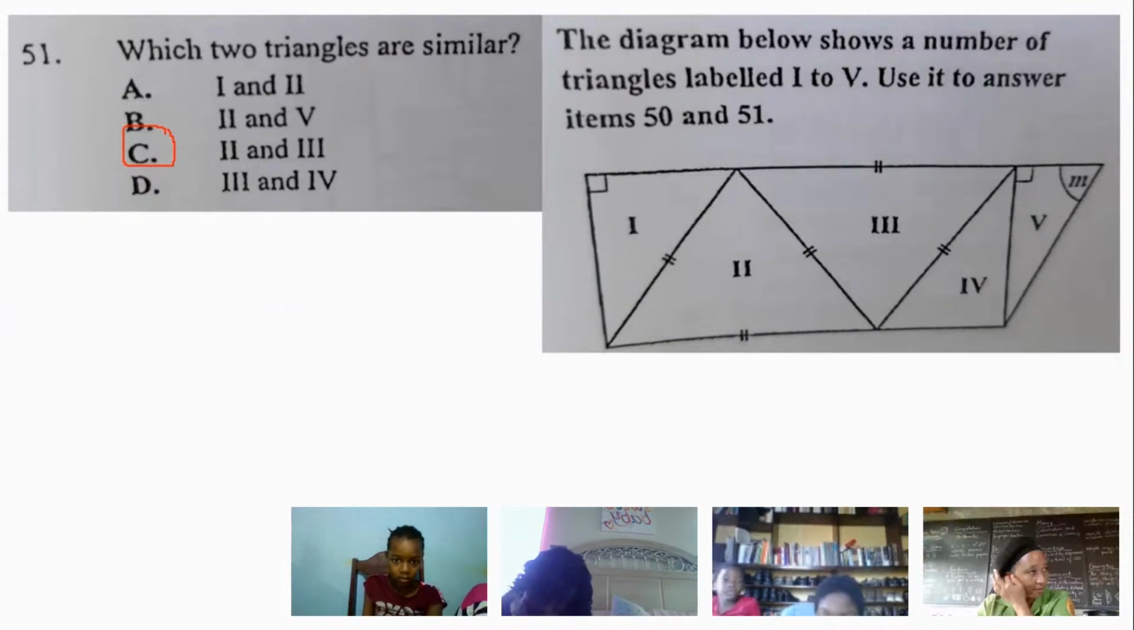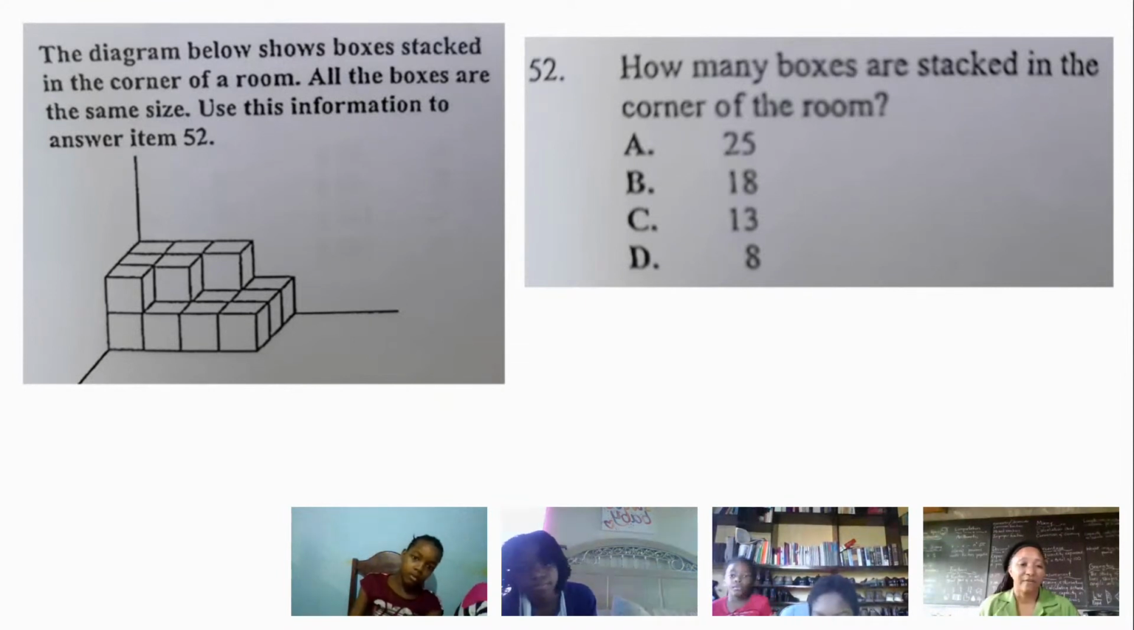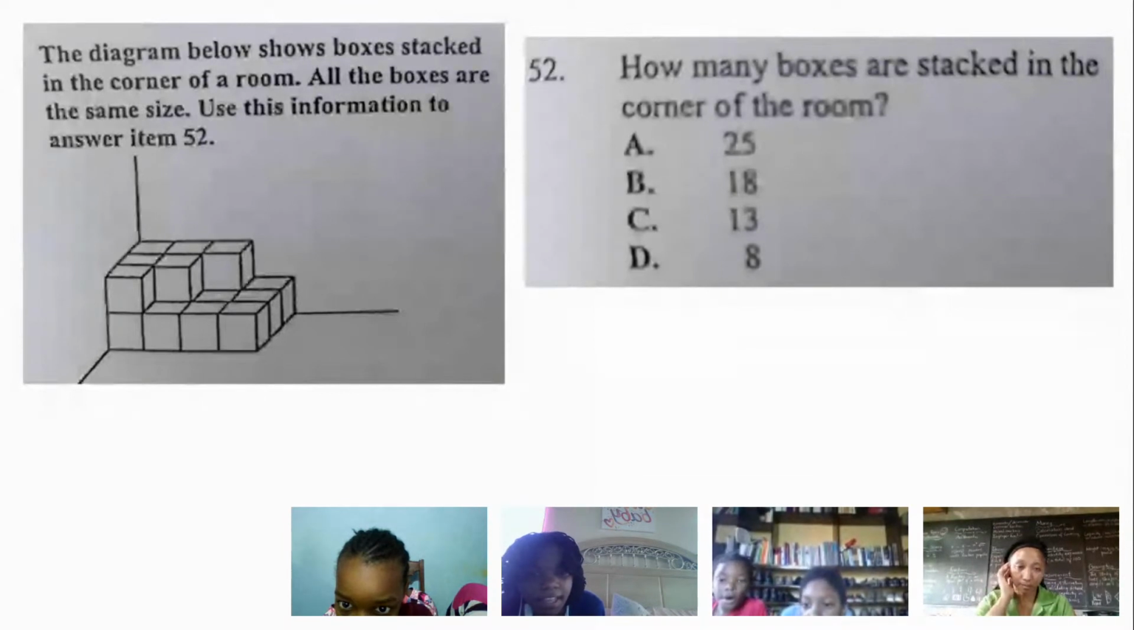Madison, the diagram below shows boxes stacked in the corner of a room. All the boxes are the same size. Use this information to answer item 52. Please read 52 for me, Madison. 52. How many boxes are stacked in the corner of the room? A. 25, B. 18, C. 13, or D. 8.